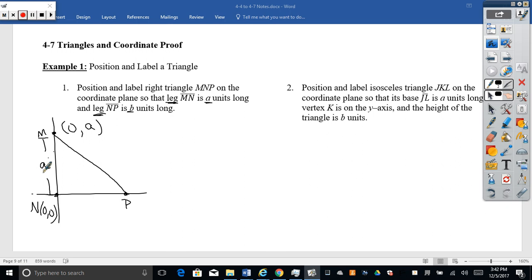Think of this as a number. Let's say that this is 3. If I want to identify this point, wouldn't it be (0, 3)? The same thing is true with the variable. It's just going to be (0, a), okay?